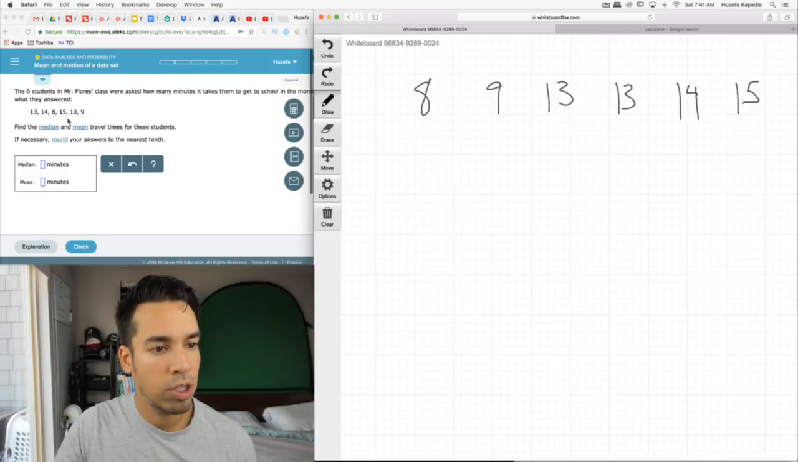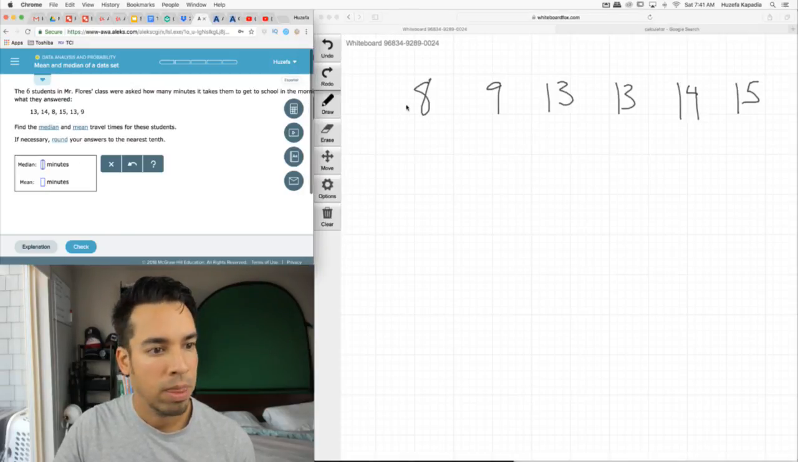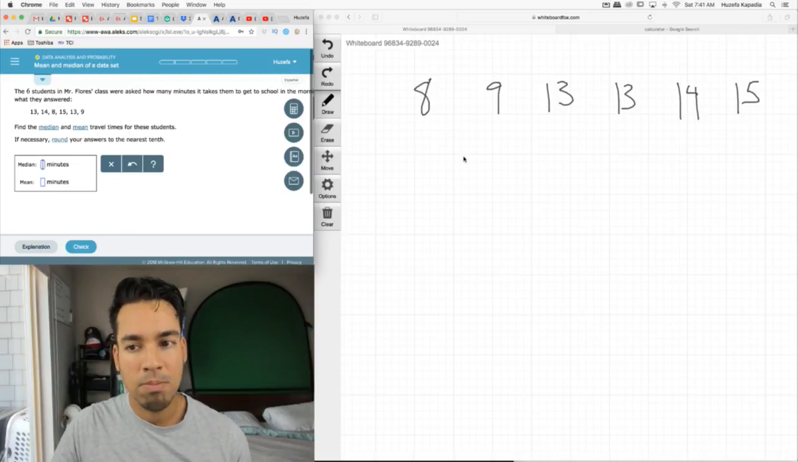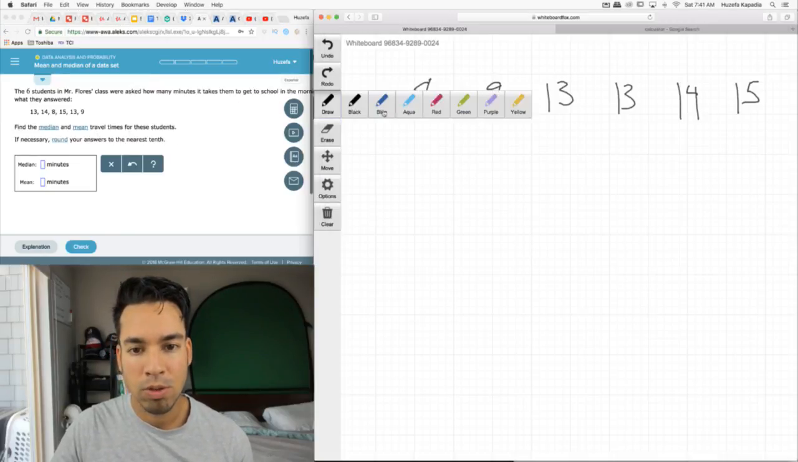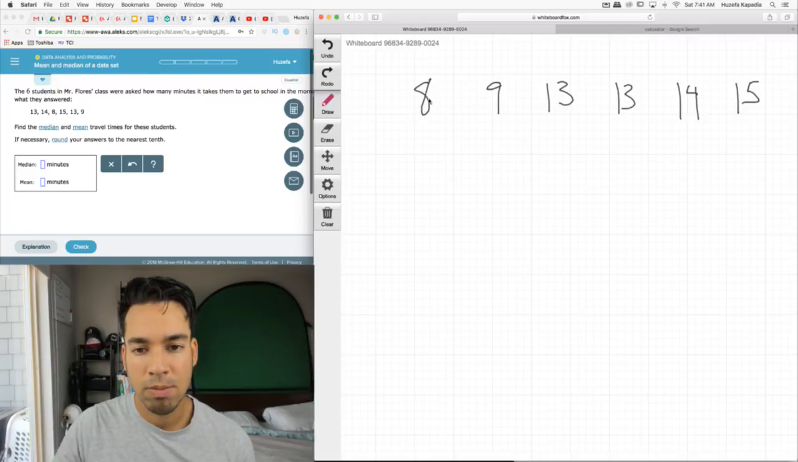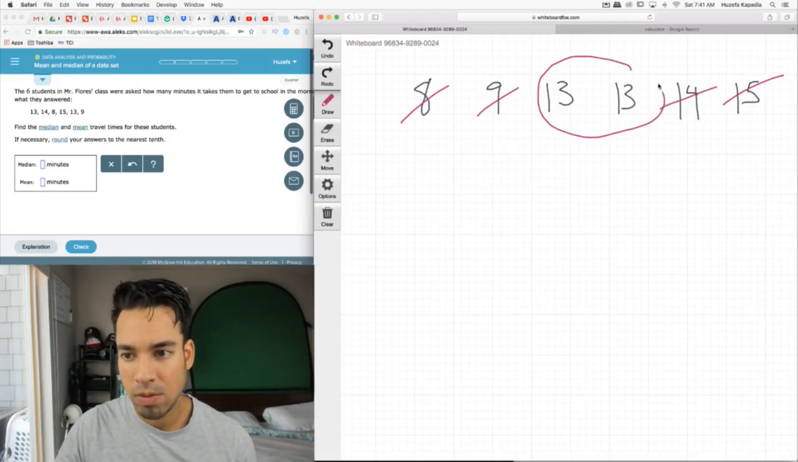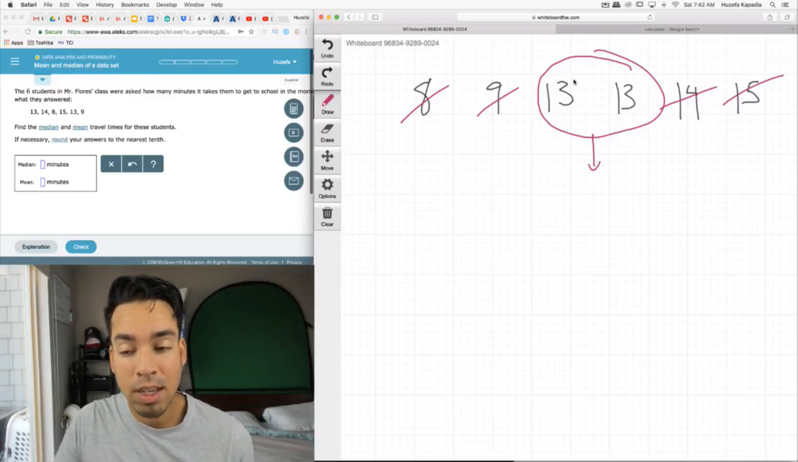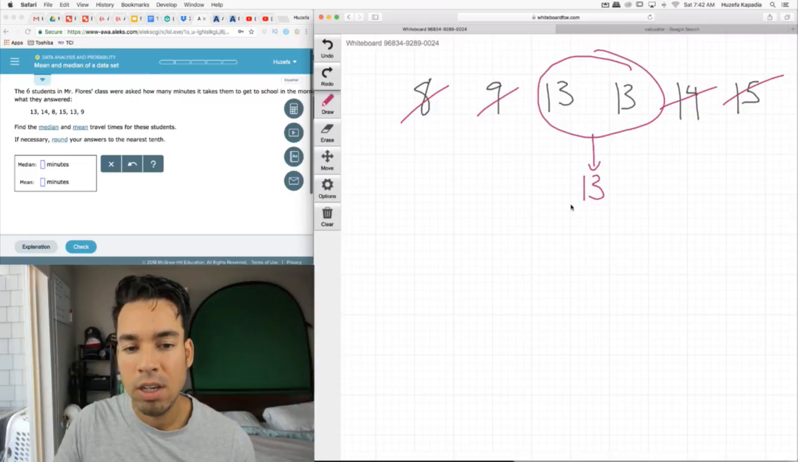Then I'm going to make sure I got all the numbers right. There's 1, 2, 3, 4, 5, 6, and I got 6 numbers here: 8, 9, 13, 13, 14, 15. That's very important, that we check for accuracy. Now we want the median. The median is going to be the middle terms. The way we find that is we cross off from one end to the other end. Those are gone, and here are my middle terms. When we have 2 middles, we take the average of these. But since this is the same number, the average of 13 and 13 is simply 13.